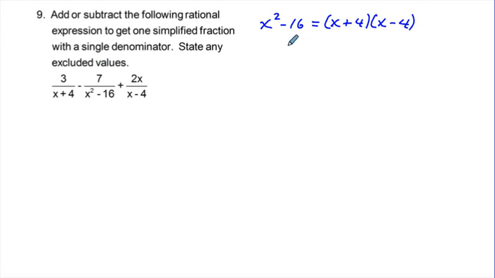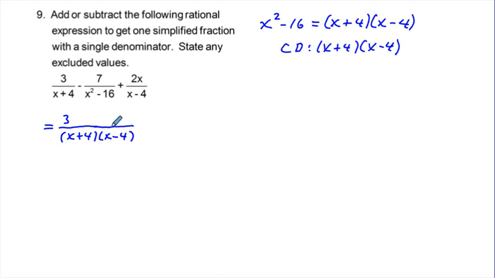So our common denominator is going to be the quantity x plus 4 times the quantity x minus 4. Okay, let's rewrite this original fraction. So we have this 3 over x plus 4. And what do we have to multiply this by to get our common denominator? We have to multiply this by the quantity x minus 4. And since we multiplied our denominator by the quantity x minus 4, what do we have to do in the numerator? Also multiply by the quantity x minus 4.